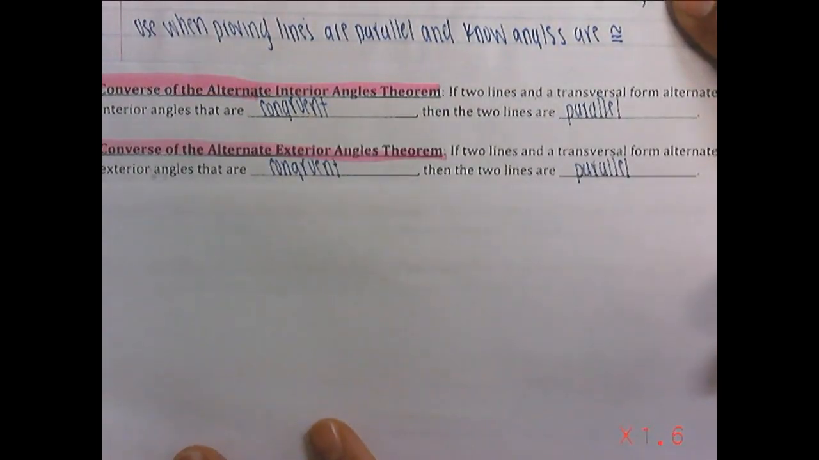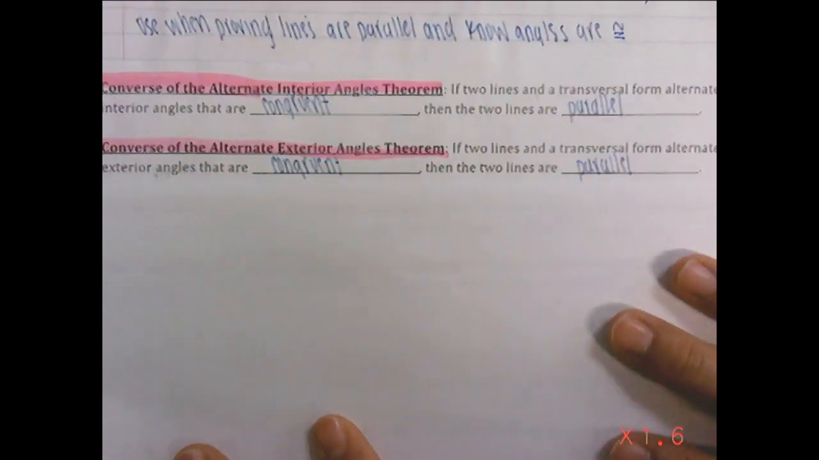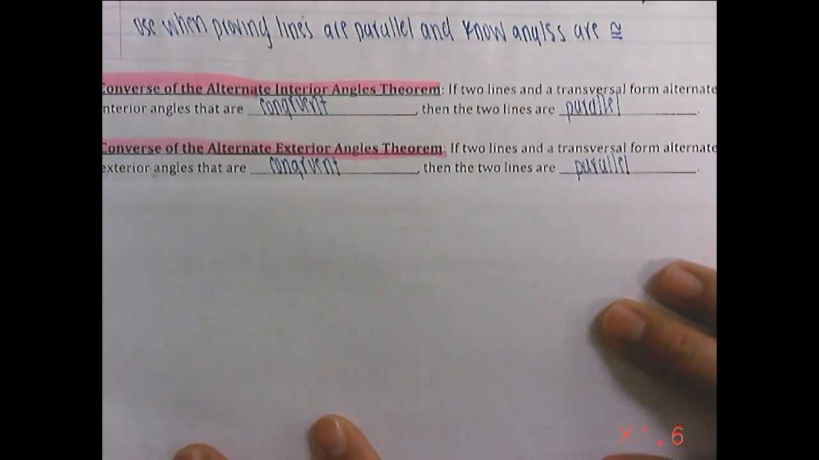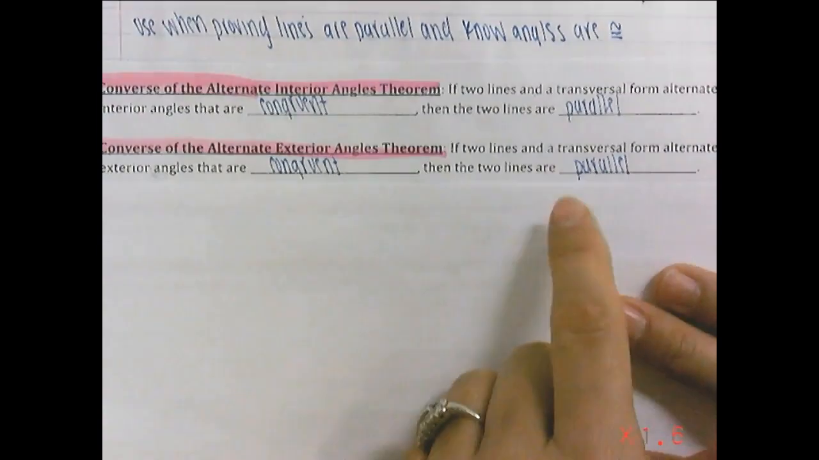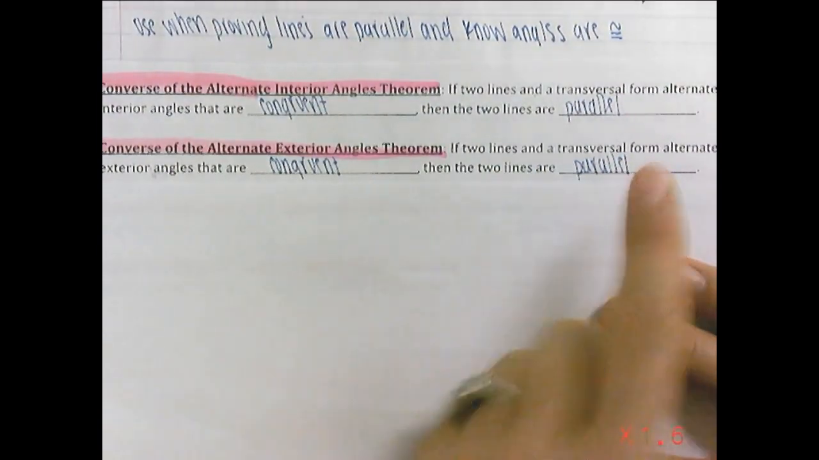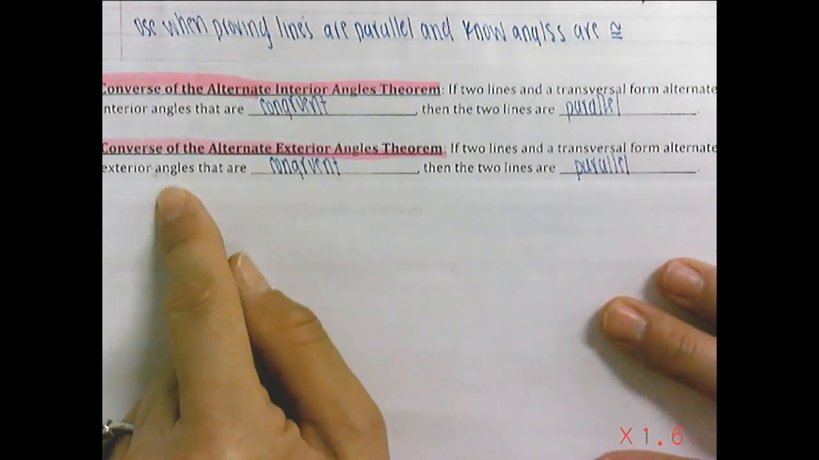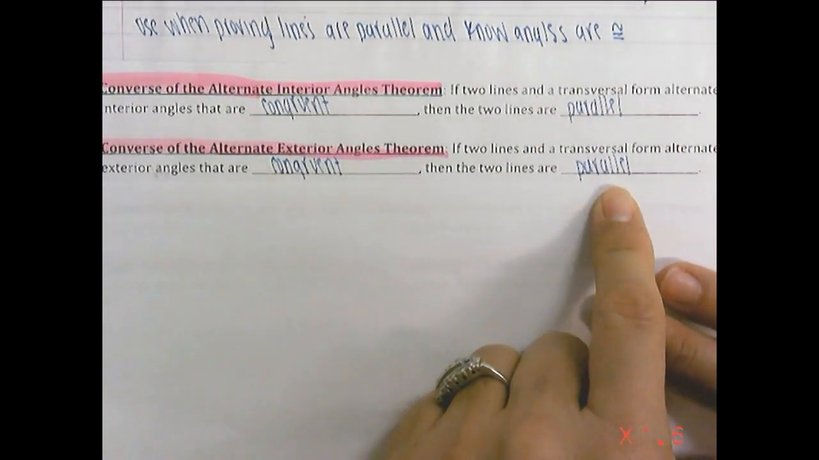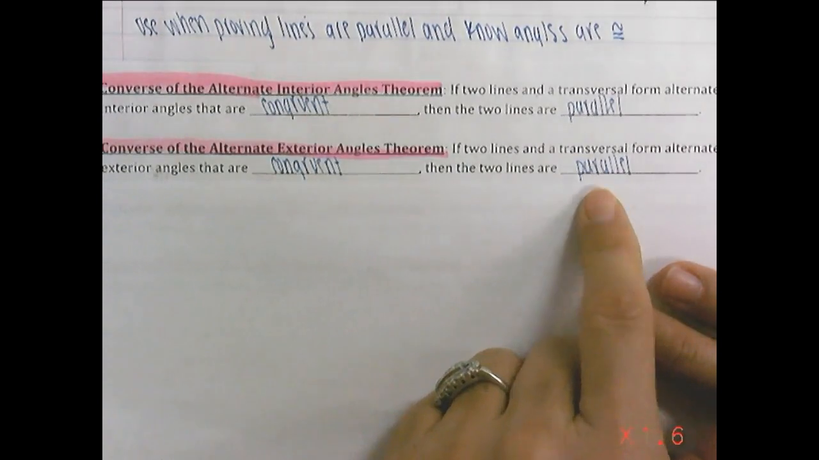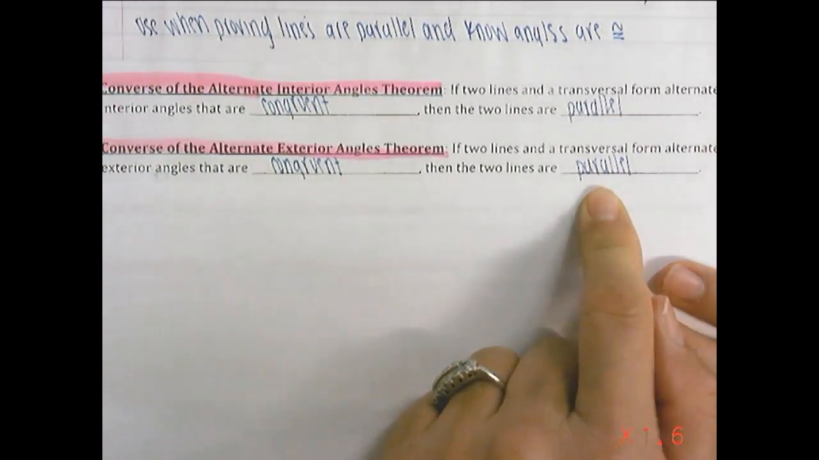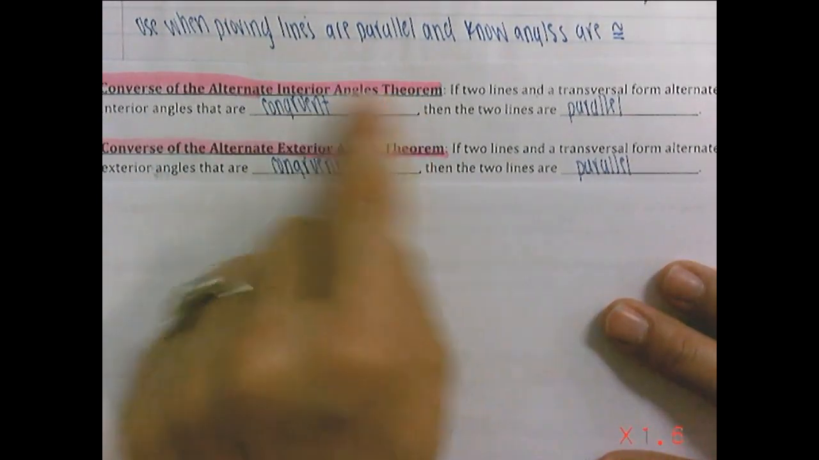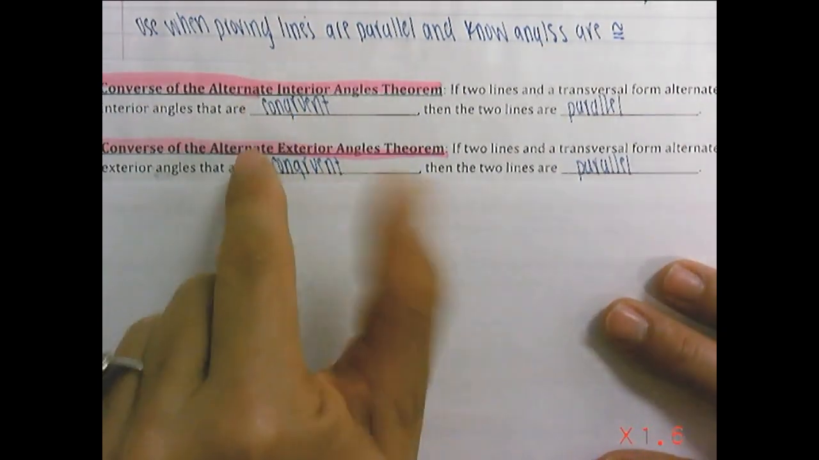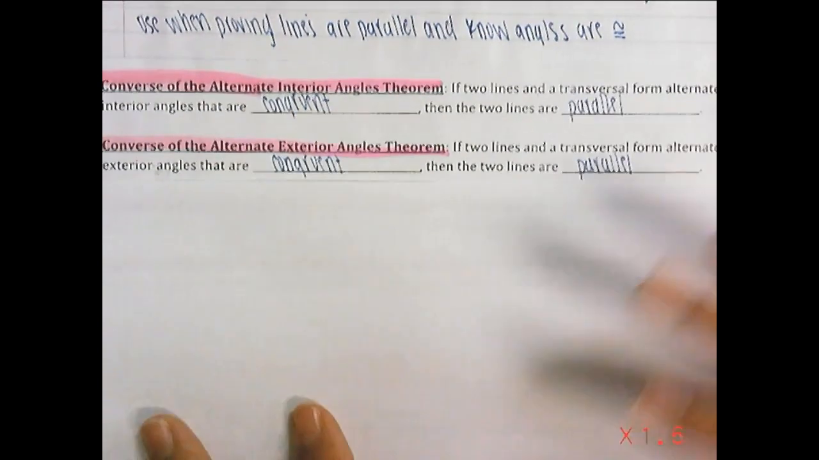Then we have the converse of the alternate exterior angles theorem. It's basically the same thing. If you have two lines and a transversal that form alternate exterior angles that are congruent, then the two lines are parallel. So our goal is to prove lines parallel, but we're going to need to see that either their alternate interior angles are congruent or their alternate exteriors.